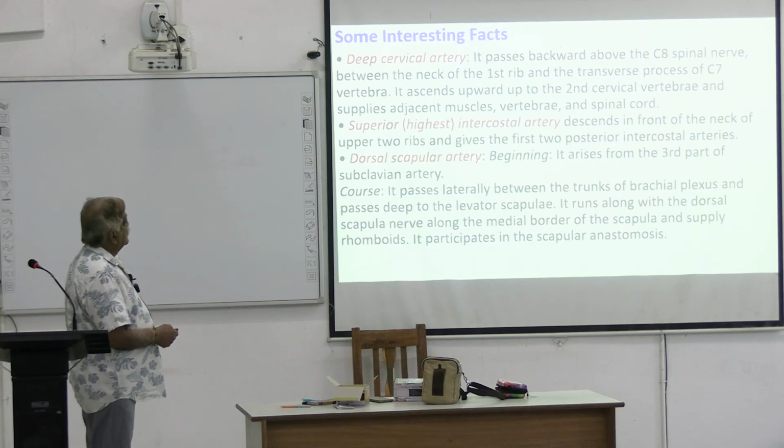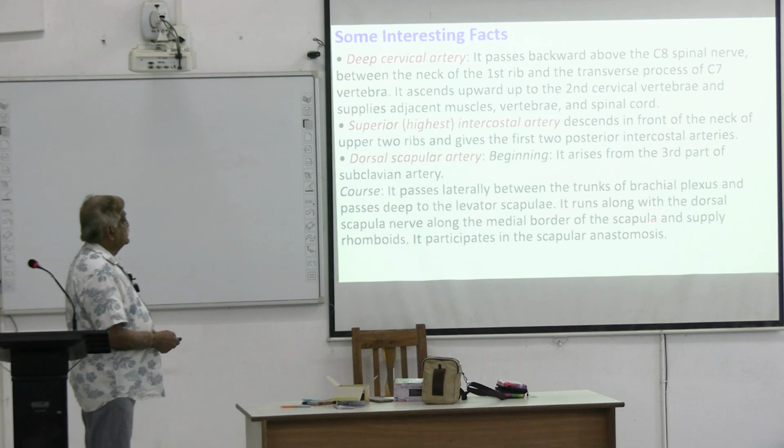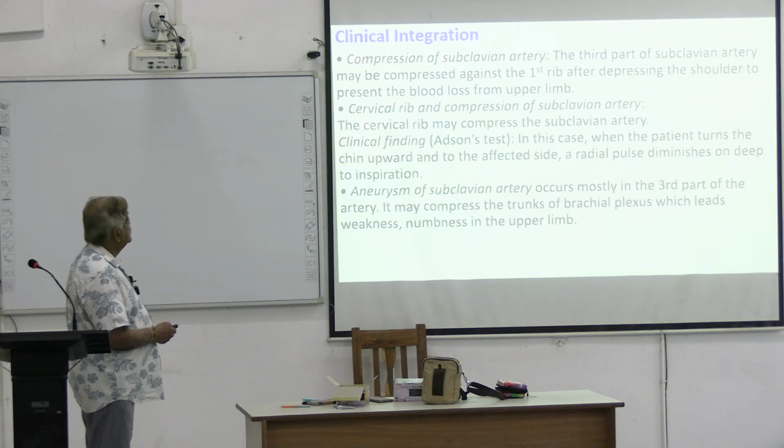Now, the dorsal scapular artery. Beginning: it arises from the third part of the subclavian artery, passes laterally to the trunks of the brachial plexus, and passes deep to the levator scapulae. It runs along the dorsal scapular nerve, along the medial border of the scapula, and supplies the rhomboids. It participates in the scapular anastomosis.